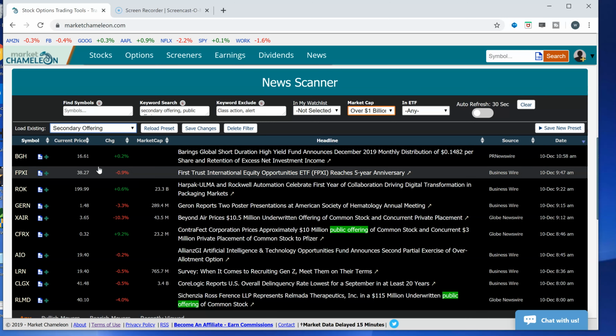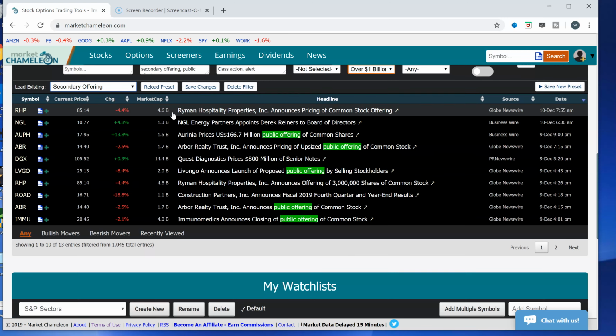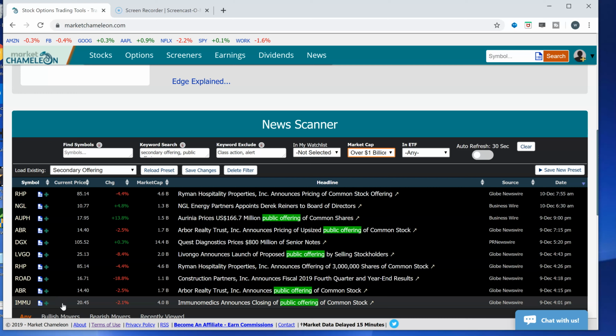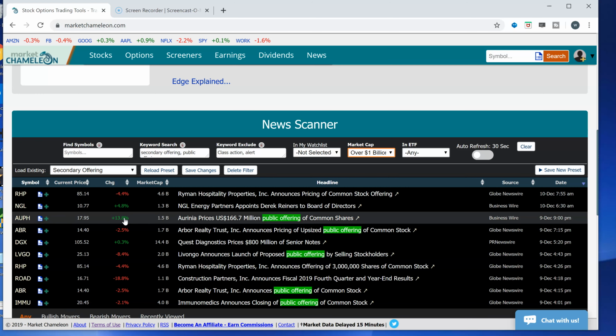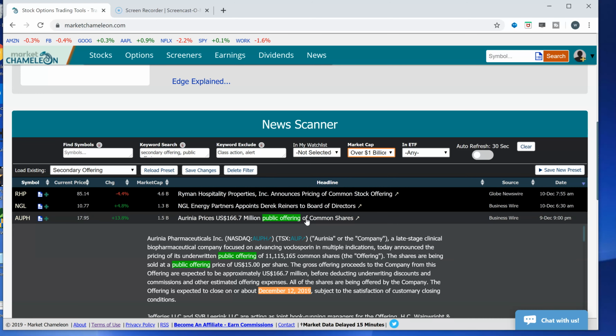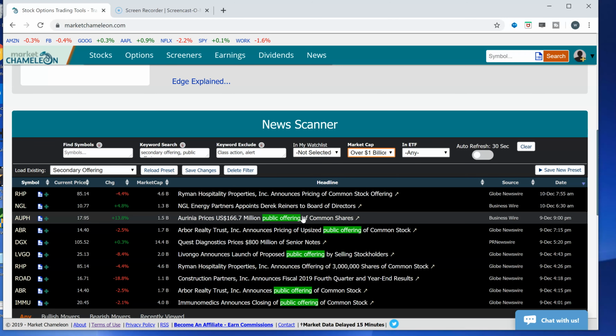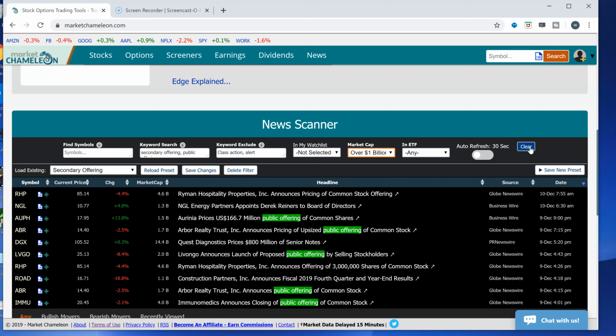I did secondary offering, so here it's just going to pop up my saved keywords, and now I could look through really quickly. Well, why is this up 13%? They are making a public offering. You could look through it and maybe make a decision, like, is it overdone? Can that public offering weigh in on the stock in the future? So I'm going to close that over here and clear this out.